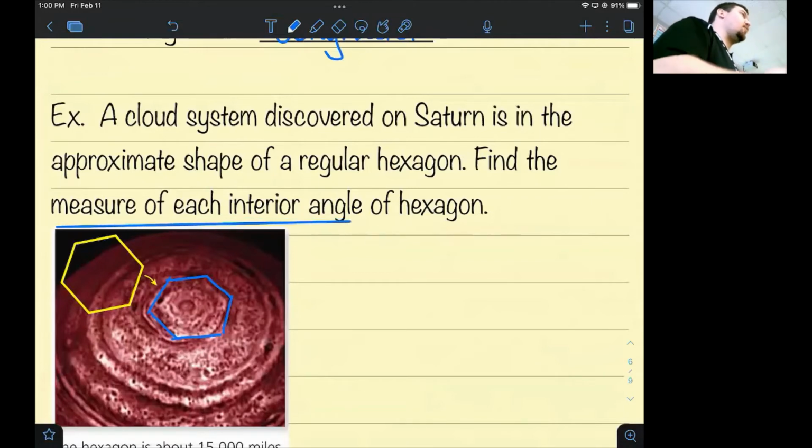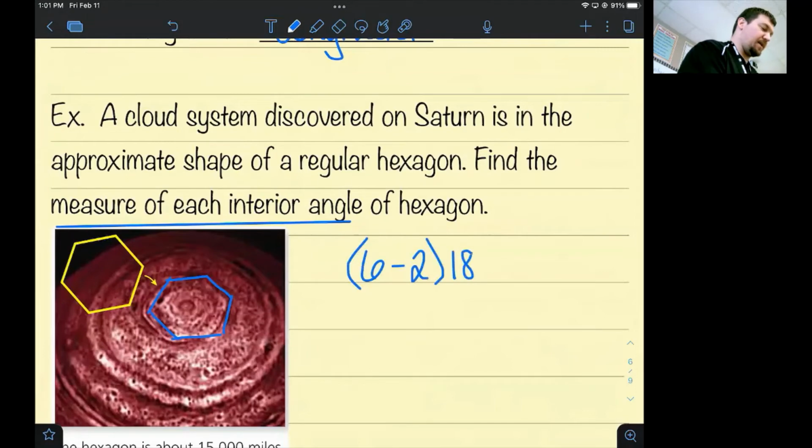I'm going to need to know how many total degrees are in this hexagon. And so remember, I know a hexagon has how many sides? 6. Okay, so take 6, subtract 2, times 180. And Emerson, how many degrees is that going to give us inside all the angles? Add up all the angles inside of the hexagon. That's right, 720 degrees. All right, get those calculators out.